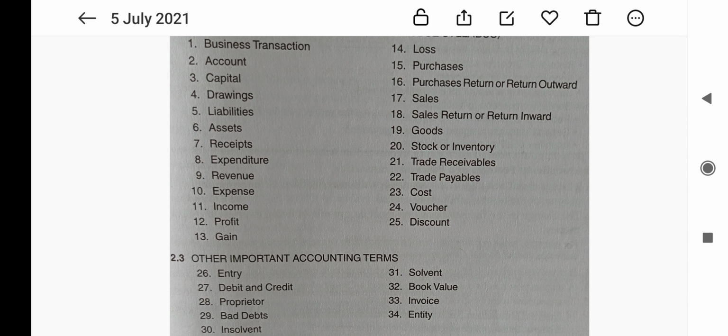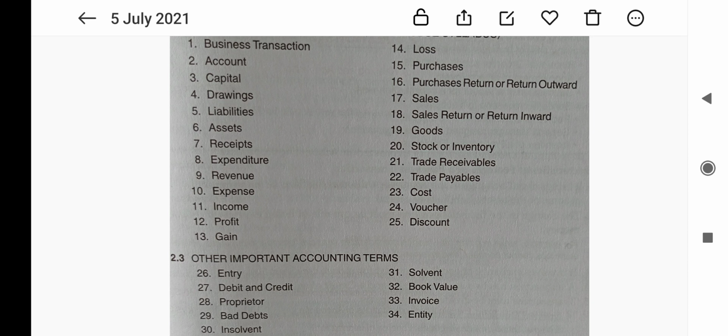Now the next term is receipt. Receipts refer to the amounts received by the business organization from selling assets, goods or services. Receipts may be of two types: revenue receipts and capital receipts.